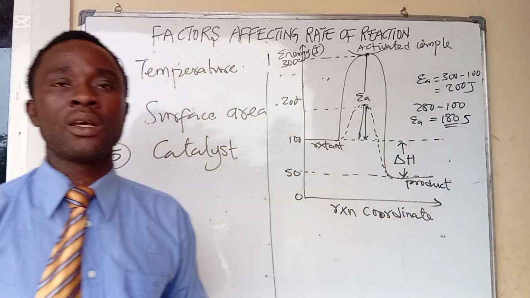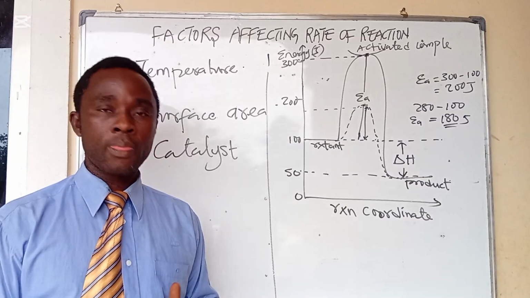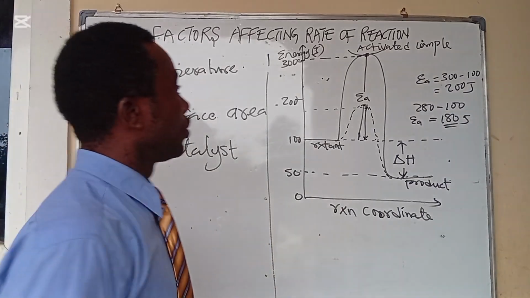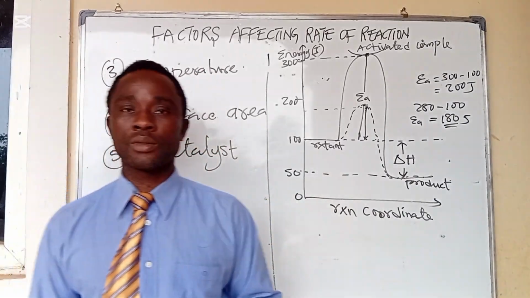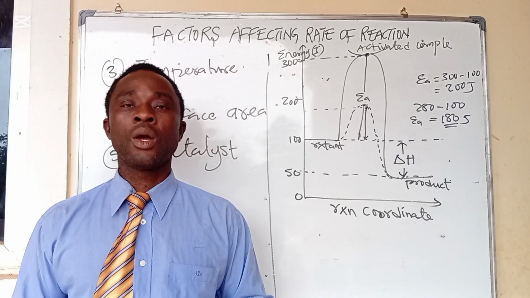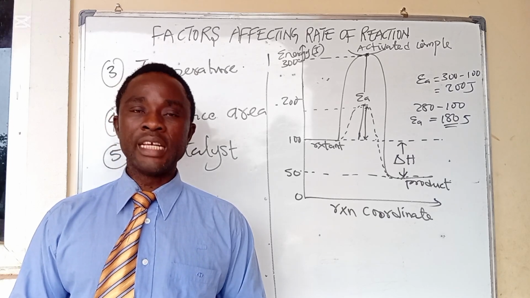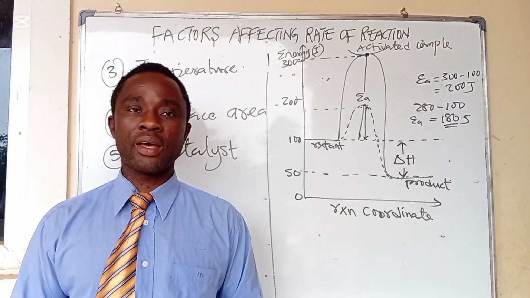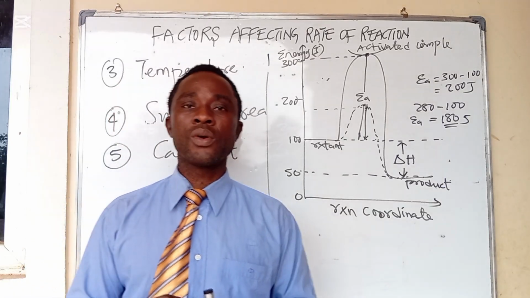We can now say that catalysts have brought down the activation energy, therefore increasing the rate of chemical reaction. So these are the factors that affect the rate of chemical reaction. We have pressure, we have volume, we have temperature, we have the nature of the reactant, then we have surface area, and we have a catalyst. All these affect the rate of a chemical reaction.